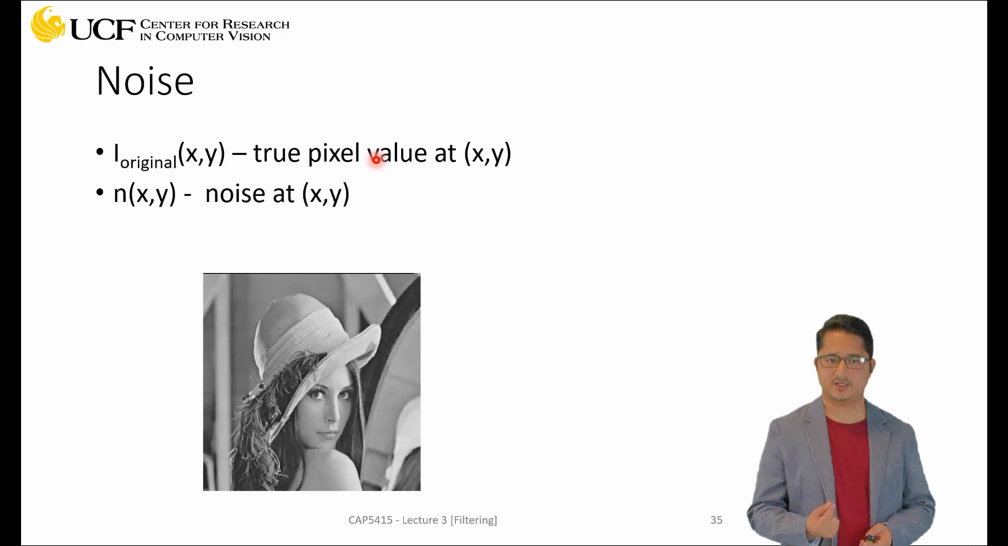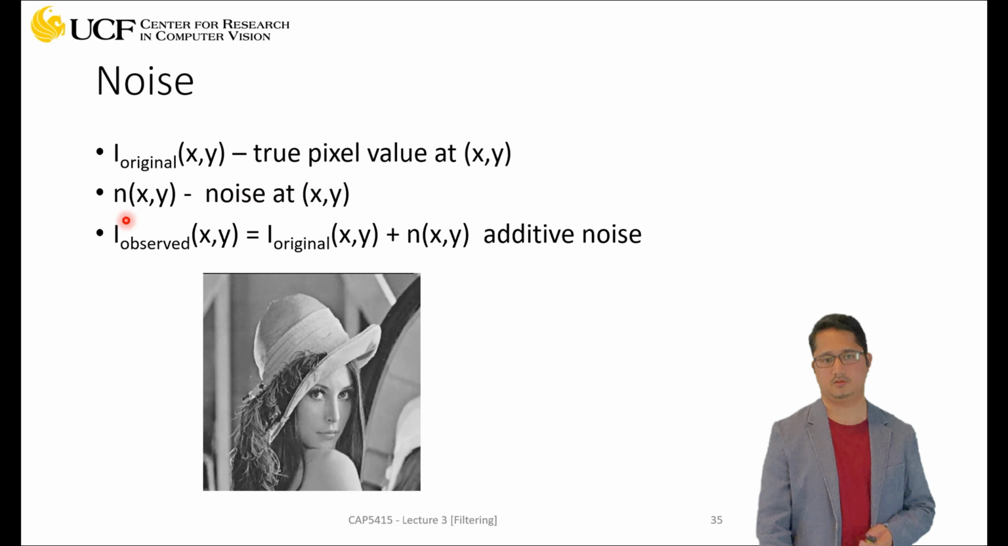Let's say at each pixel x, y in that grid, we have some kind of noise, and we can represent that using this function small n. If we introduce this noise into the original image, the image model will look something like this. This will be the actually observed image. We have the original function, which represents the image without any noise, and we just add the noise function.